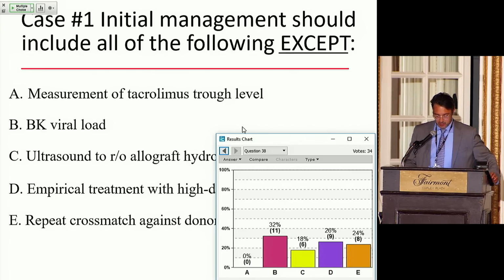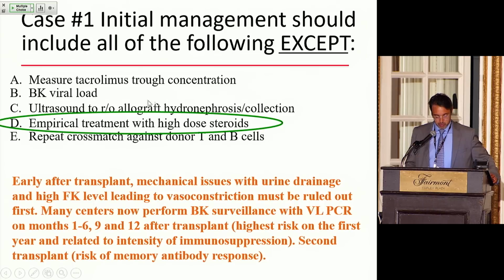All right, so it's kind of spread out. So we're looking for the except. So what are all the reasonable initial steps except? So the answer that we would like you guys to choose was empirical treatment of high-dose steroids. So remember, tacrolimus level is something you should definitely be checking, even if a few days earlier it was normal. BK viral load is also crucial, in particular during that first year period.